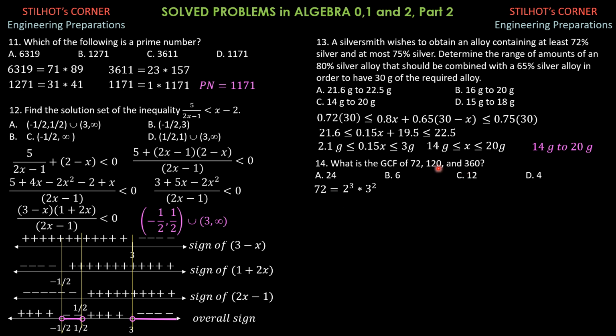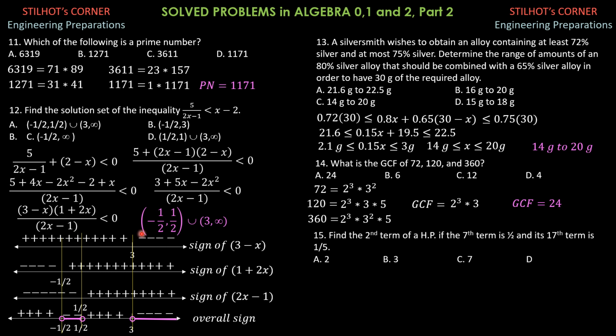120 is 12 times 10, so that's 2 squared times 3 times 2 times 5, so 2 cubed times 3 times 5. Then 360 is 36 times 10, 2 squared times 3 squared times 2 times 5, so 2 cubed times 3 squared times 5. Therefore, 2 is common, 3 is common, 5 is not common. So for 2, the lowest is 2 cubed, and for 3, the lowest is 3. So the GCF is 2 cubed times 3, which is 24.